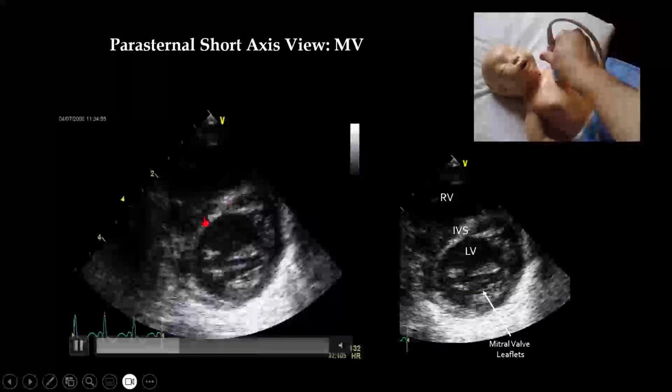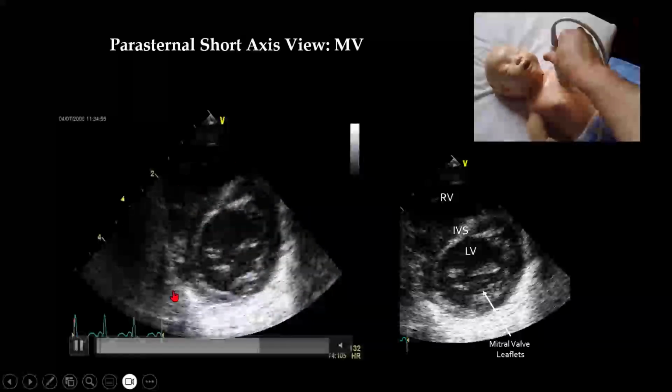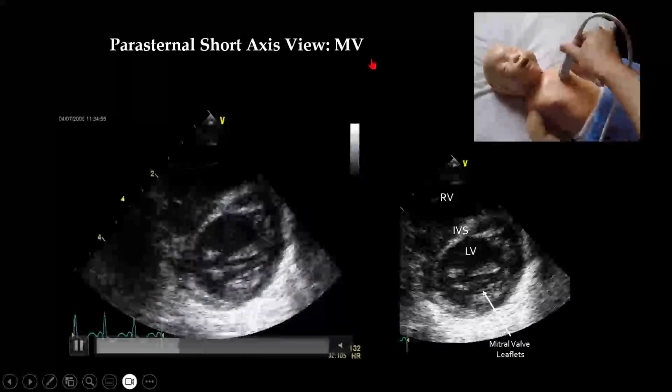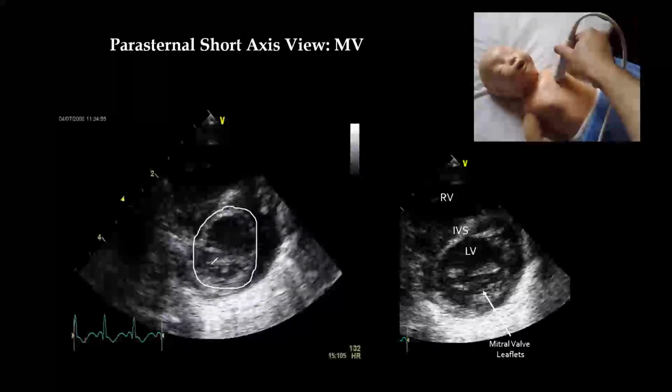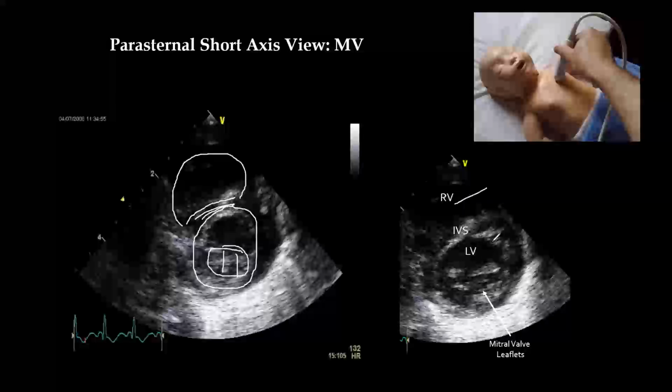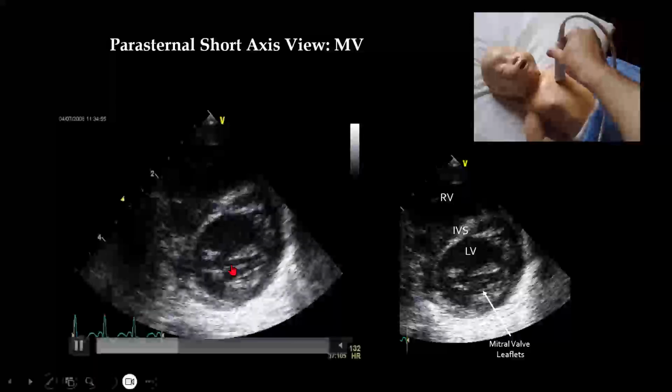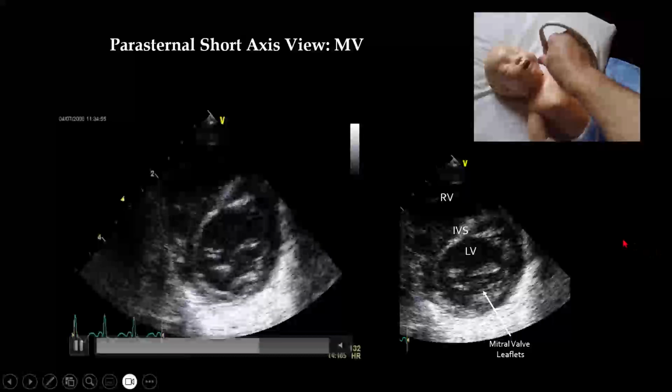This is LV, interventricular septum, RV. Okay. So this is your LV. This is your mitral valve, fish mouth view. This is your interventricular septum. And this is your RV. RV, interventricular septum, LV, and this is a mitral valve. And this is known as the fish mouth view. As you can see, this mitral valve is opening and closing like a fish mouth.